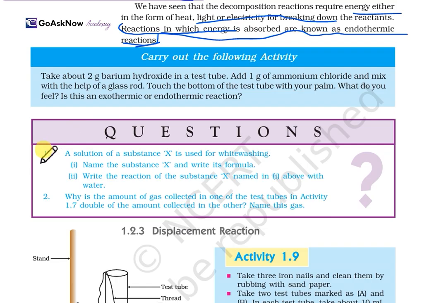Here first is a solution of the substance X, which is used for whitewashing. First, name the substance X and write its formula. The substance is calcium oxide, or we can say quicklime. The formula will be CaO.